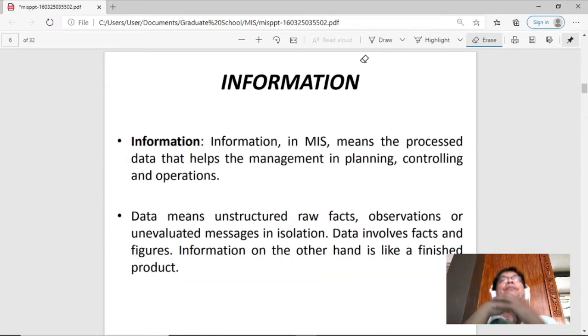Information, on the other hand, in MIS means the processed data that helps the management in planning, controlling, and operations. So it is processed data. Data means unstructured raw facts, observations, or unevaluated messages in isolation. Data involves facts and figures. Information, on the other hand, is like a finished product. That's why we call them raw facts. So we process them. If we process the data, it becomes information.